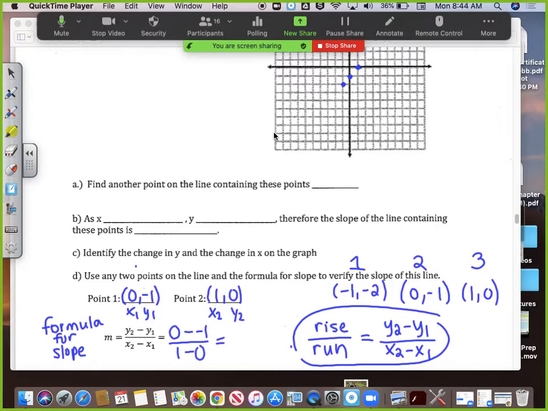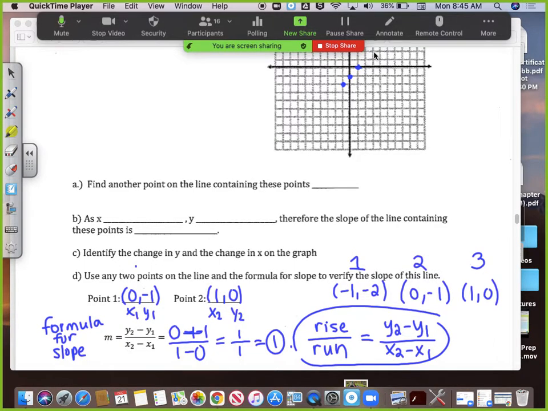For this one, I just have to be careful with the top. The top has double negatives. 0 minus negative 1 is really 0 plus 1, which is 1. The bottom one you did not have to change to a plus because 1 minus 0 is not a double negative. 1 minus 0 is just 1. We still get 1 over 1 as our slope, which simplifies to just 1. So our slope is 1, meaning that it is a positive slope.